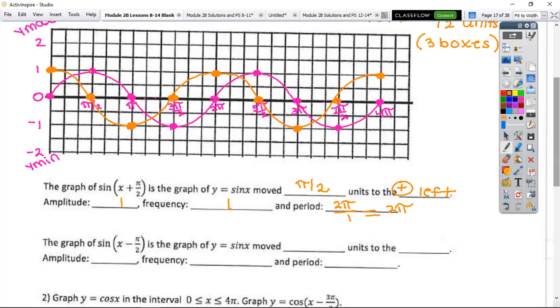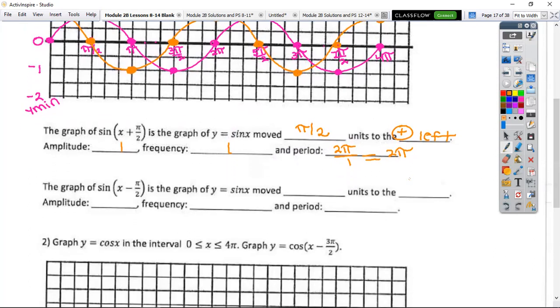The next one you don't have to actually graph. I just want you to see what would happen. So this one is x minus pi over 2. So this would move pi over 2 units, and then minus goes to the right. Nothing else would change at all. Amplitude 1, frequency 1, period is still 2 pi.